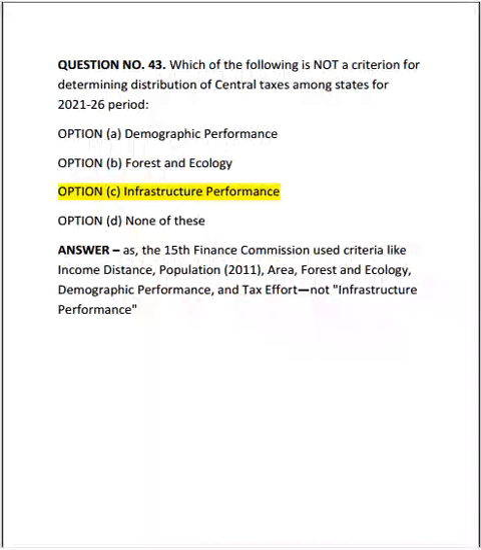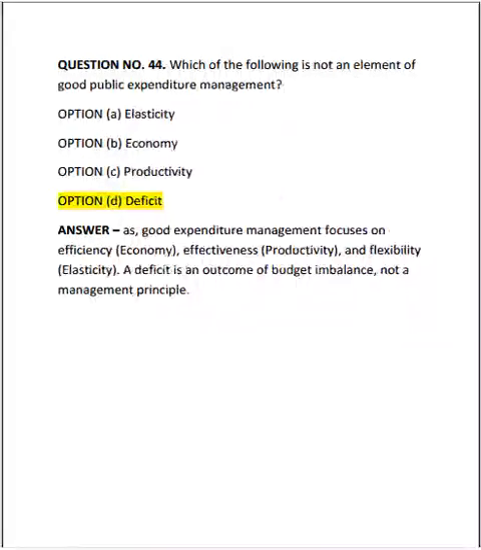Question no. 43. Which of the following is not a criterion for determining distribution of central taxes among states for the 2021-26 period? Option A, demographic performance. Option B, forest and ecology. Option C, infrastructure performance. Option D, none of these. Answer: as the 15th Finance Commission used criteria like income distance, population, 2011 area, forest and ecology, demographic performance, and tax effort, not infrastructure performance.